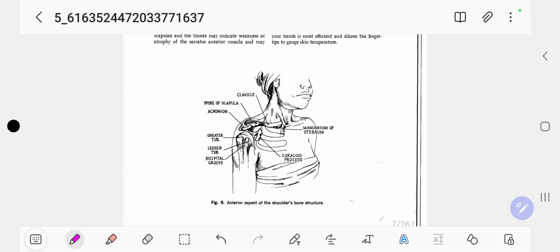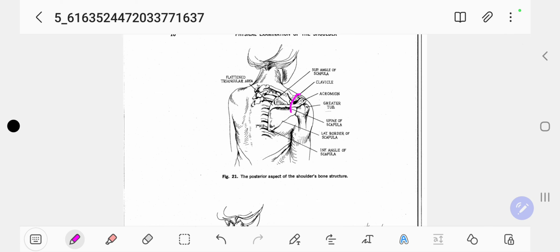Now the bony palpation starts from the manubrium sterni, then the sternoclavicular joint, the clavicle, the most curved lateral concave portion of the clavicle, then the coracoid process. Again, we can judge the acromion and the acromioclavicular joint which is lying here. On the anterior aspect, you can palpate the lesser tuberosity, the bicipital groove, the greater tuberosity, and the lateral border of the acromion.